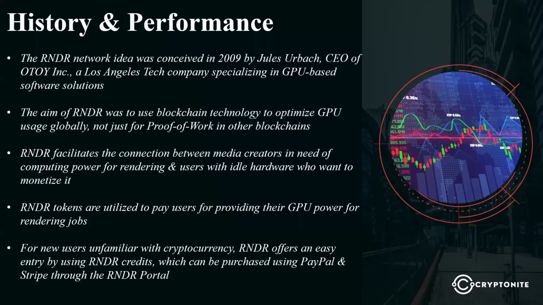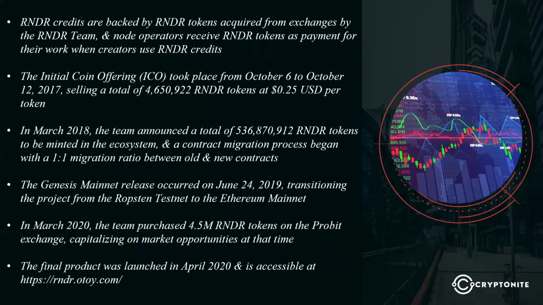For new users unfamiliar with crypto, RNDR offers an easy entry by using RNDR credits, which can be purchased using PayPal and Stripe through the Render portal. Render credits are backed by RNDR tokens acquired from exchanges by the RNDR team, and node operators receive RNDR tokens as payment for their work when creators use RNDR credits.